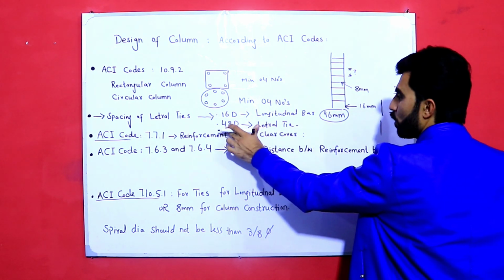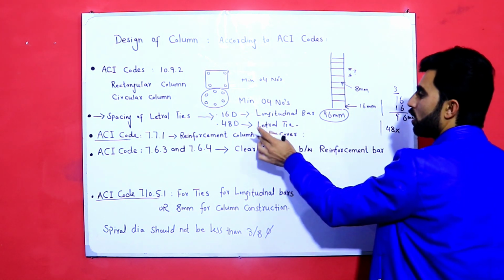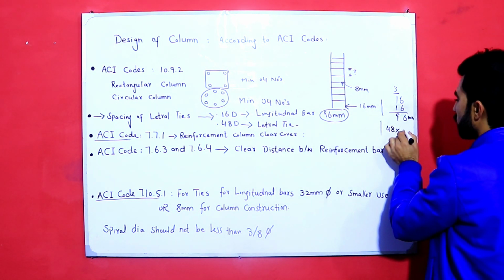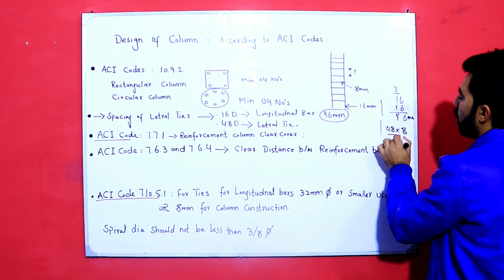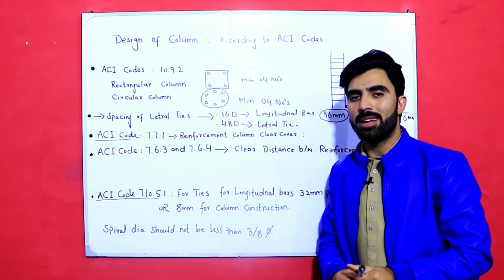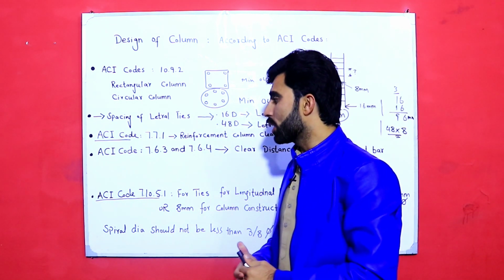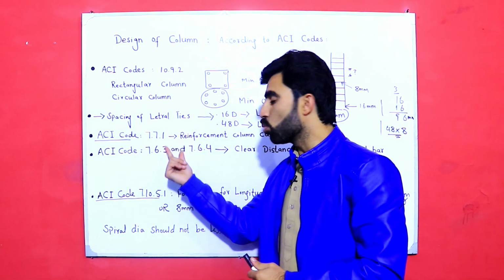So here 48D, multiply what? D, where D is what? 8 mm. So when it gave us any number, that should be the spacing between two lateral ties. Okay, now guys, the second code is ACI code 7.7.1.